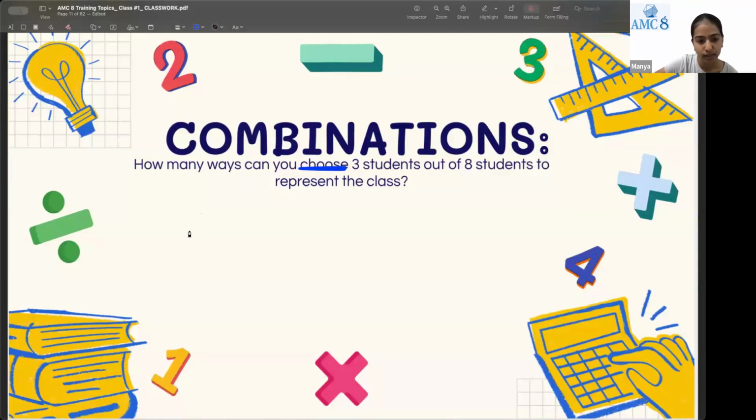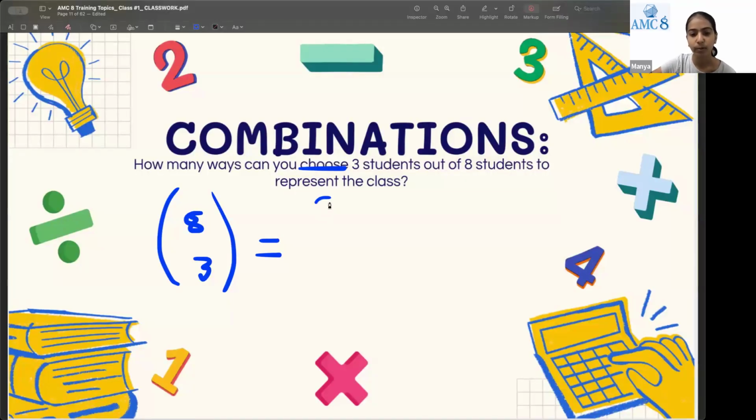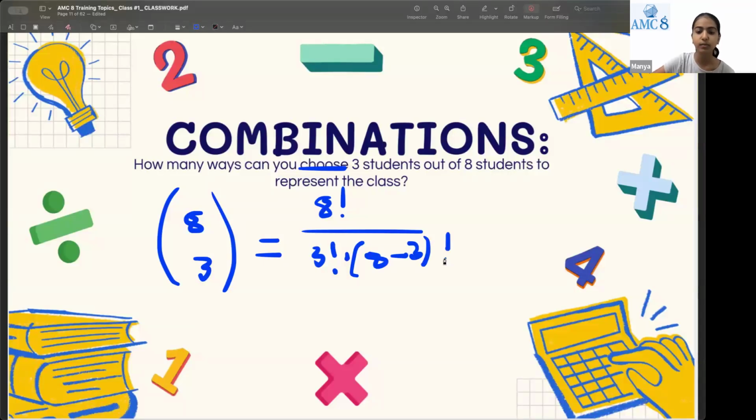You would do 8 choose 3, meaning there are 8 students, and we need to pick 3 out of them. The order will not matter because the 3 students are the same. No matter which order you pick them, the group will still be the same. So it would be 8 factorial divided by 3 factorial times (8 minus 3) factorial. This is once again the formula for combinations.